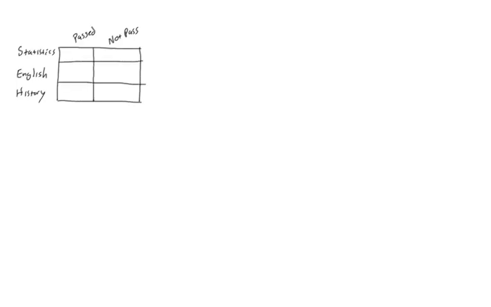Let's say we're looking at a class that took statistics, English or history. I did a little survey and we figured out who passed and who did not pass. Let's say we had 26 statistics passed, 8 did not, 32 passed their English, 4 did not, and then 25 passed the history, and 12 did not. And we're going to select one person here.